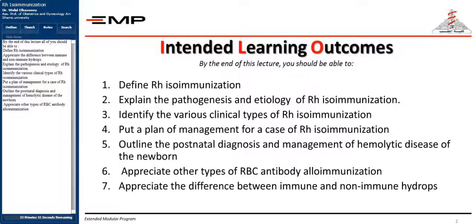At the end of this lecture, all of you should be able to define RH isoimmunization, explain the pathogenesis and etiology of RH isoimmunization, identify the various clinical types of this condition, put a plan of management for a case of RH isoimmunization, outline the postnatal diagnosis and management of a hemolytic disease of the newborn, appreciate other types of red blood cell antibody alloimmunization, and appreciate the difference between immune and non-immune hydrops.